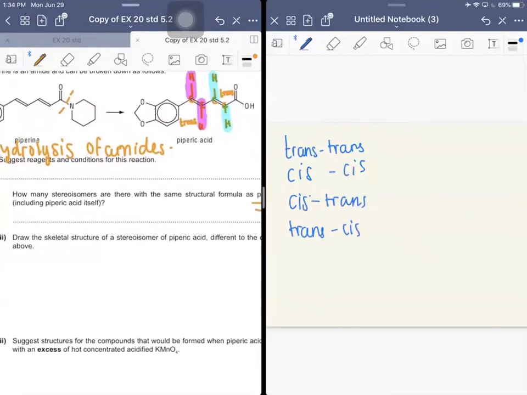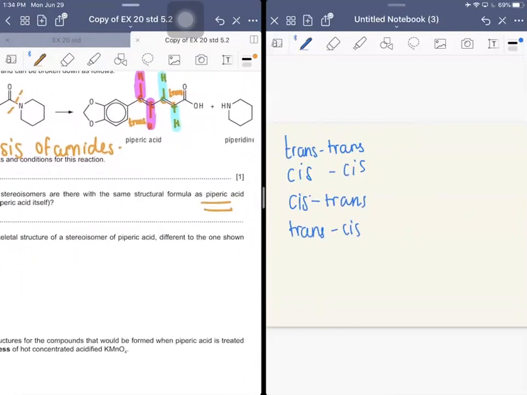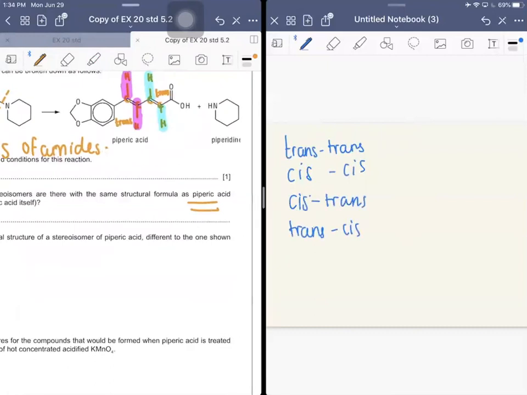Draw the skeletal structure of a stereoisomer of piperic acid different to the one shown above. So you cannot draw a trans-trans anymore, because that's already given in the question. Now, I'd like to try drawing cis. So how do we draw cis? We make sure the rest of the molecule is the same.